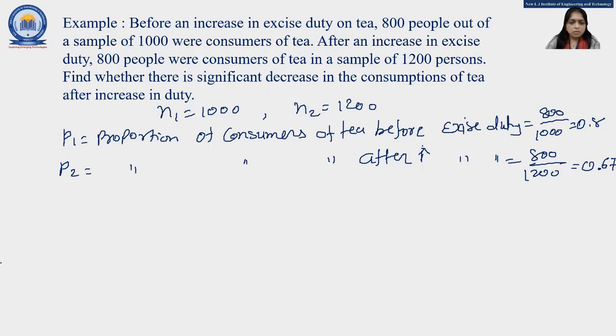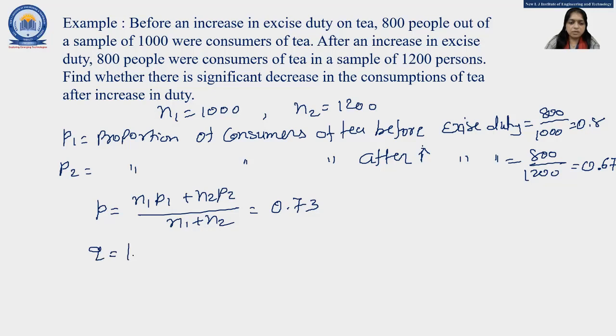Now as we did in the previous example, let's calculate P, that is (N1 P1 plus N2 P2) upon (N1 plus N2). After substituting all these values in this formula, we get the value of P, that is 0.73, and Q is 1 minus P, that is 0.27. Let's move for the further procedure.